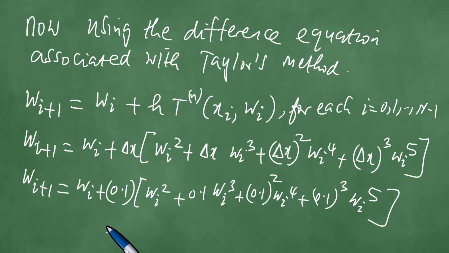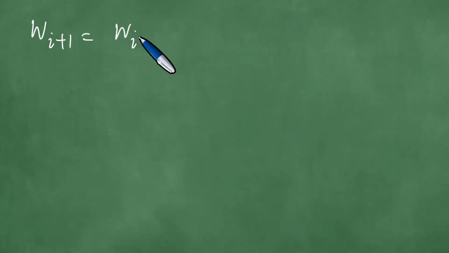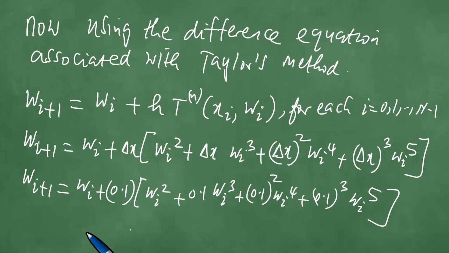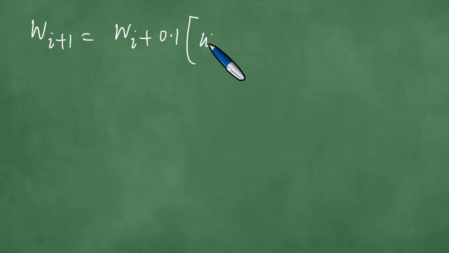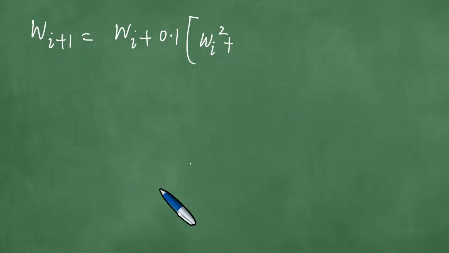Okay, let's move to the next page. So which means that Wi plus 1. Okay, we're going to just finish this question, please. It's Wi plus 0.1. And then what is it? You have these things here. It's weird. Powers keep rising. Okay, so it's Wi squared, 0.1 Wi cubed.